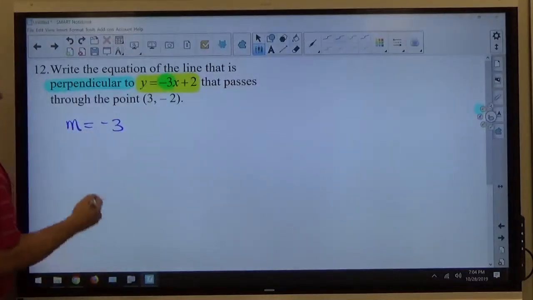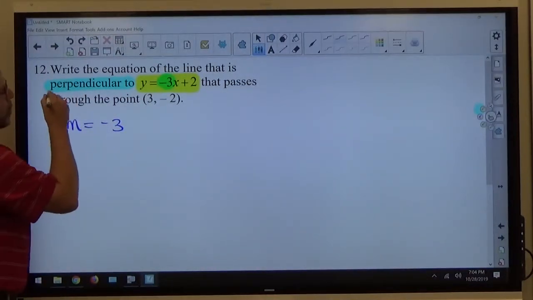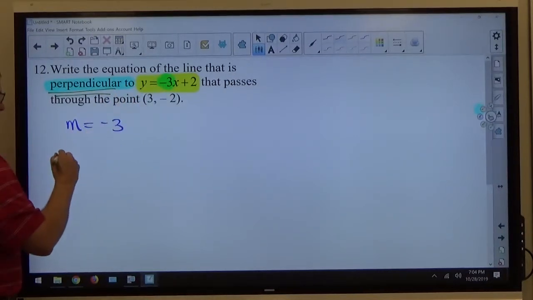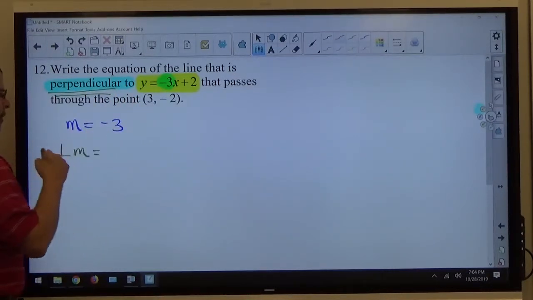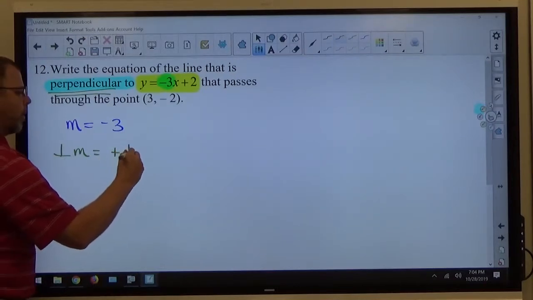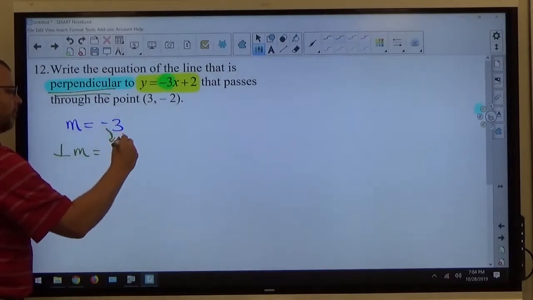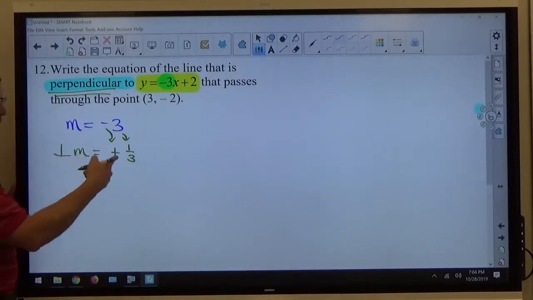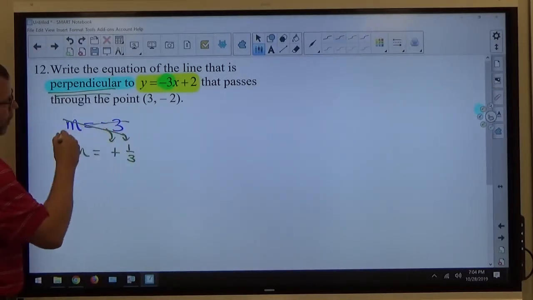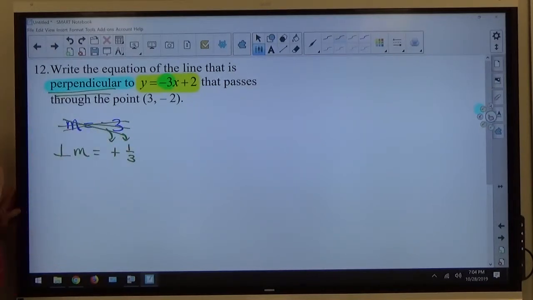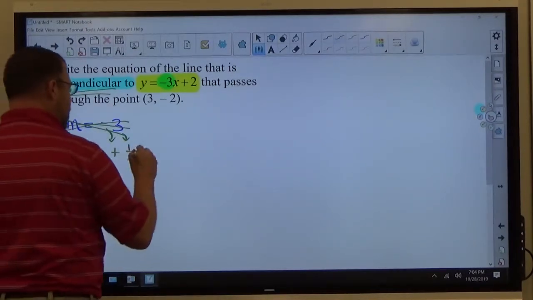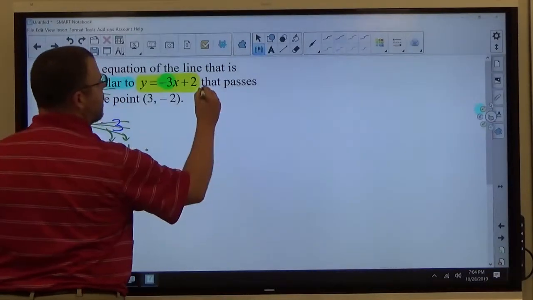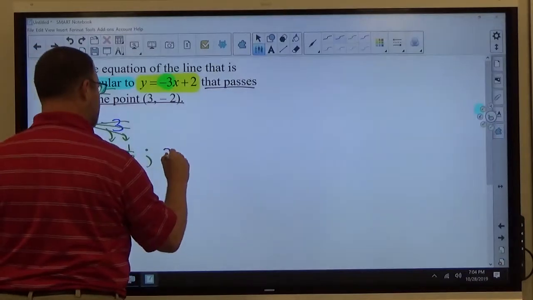But since they're asking me for the perpendicular, not the parallel, perpendicular slopes are opposite reciprocals. So if the slope of the line they gave me is negative 3, the perpendicular slope is going to be positive 1/3. We change the sign and we flip the fraction. 3 over 1 flips over to 1/3. Once I create the perpendicular slope, I throw out the original slope. It no longer matters at this point. The other piece of information I need is what point the line passes through. The line I'm passing through happens to go through 3, negative 2.